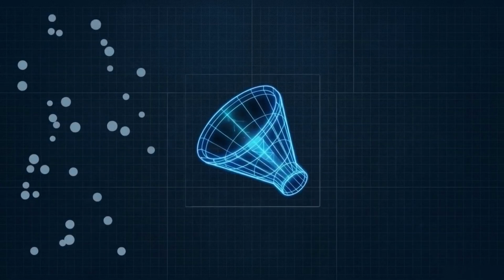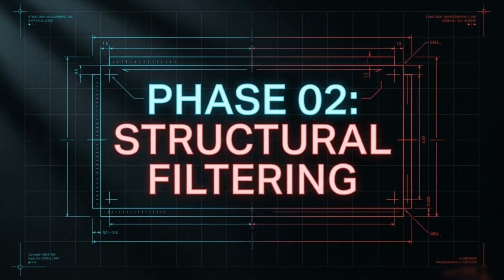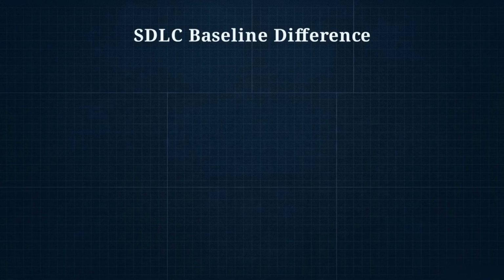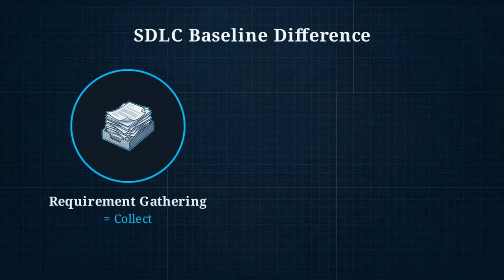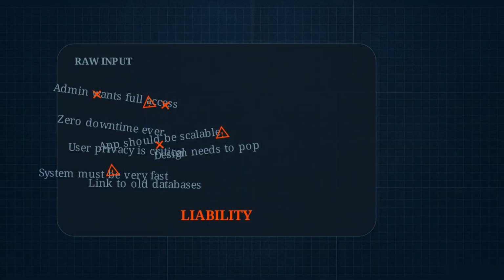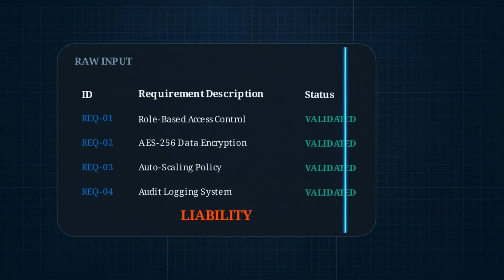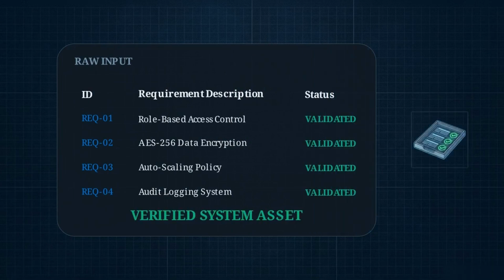Before writing a single line of code, the development team has to filter, resolve, and organize this raw data. This rigorous step-by-step process is called requirement analysis. This directed graph defines the baseline difference. Requirement gathering is simply the node where you collect the data. Requirement analysis is the subsequent node, where you understand and verify that data. Raw, unprocessed data is a liability to a software project. It must be analytically verified before it becomes an asset.